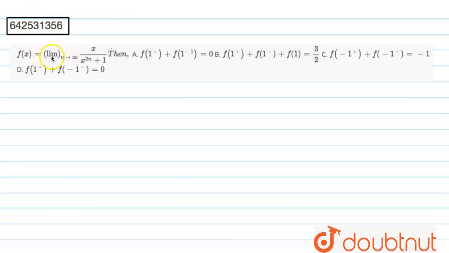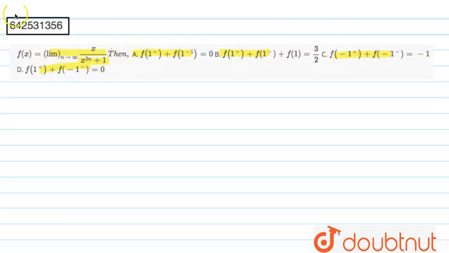In this question, we have to find the limit as n tends to infinity of x by x power 2 power n plus 1, and then we have to find which options are correct. Option A, option B, option C, and option D, which one is correct, that we have to check.